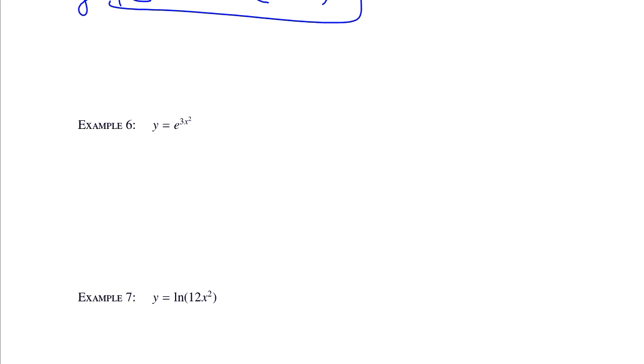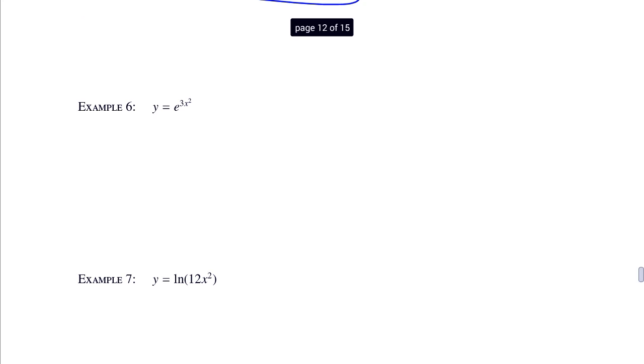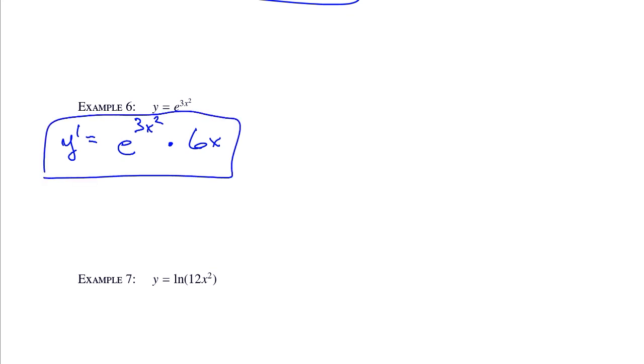All right, example 6, we want the derivative of e to the 3x squared. So this would be y prime is equal to e to the 3x squared times the derivative of the exponent, 6x. That's it. Once you do several of these of the same sort of type, like the square root derivatives, those have a type. E to the x, those have a type. You do enough of these, you're going to be able to do these secondhand. No problem. All right, let's look at example 7.